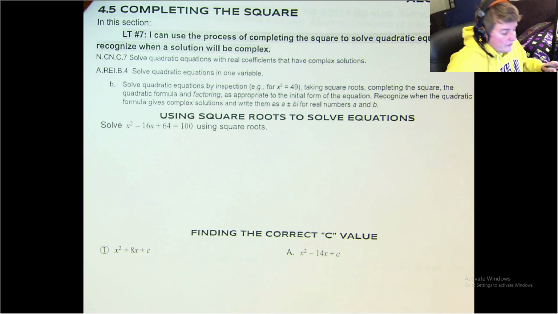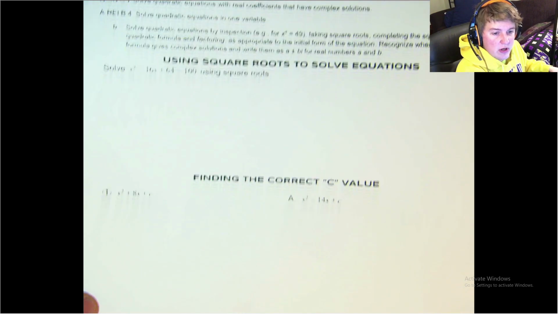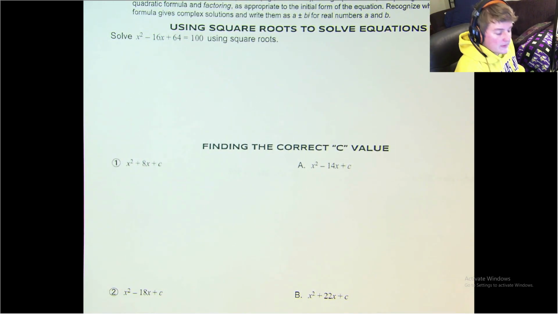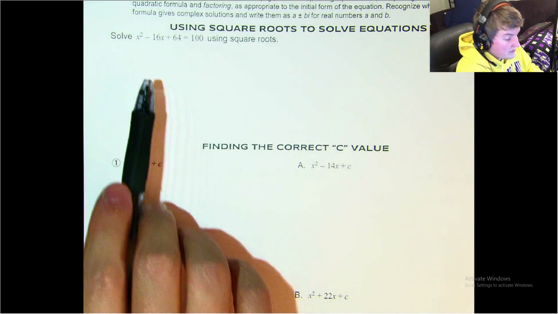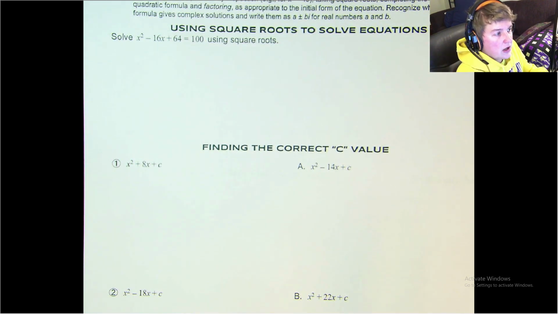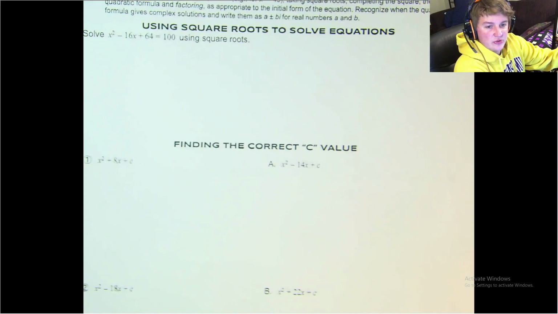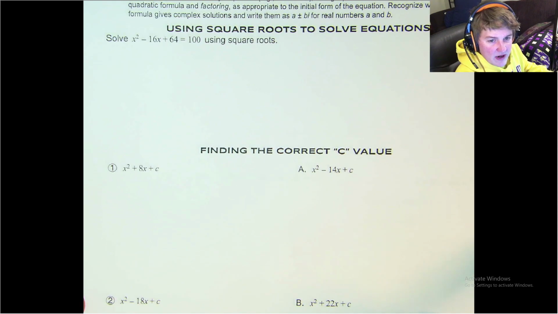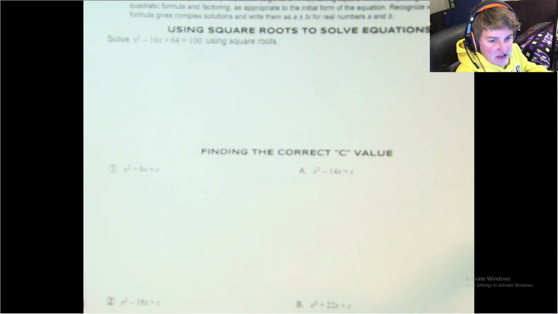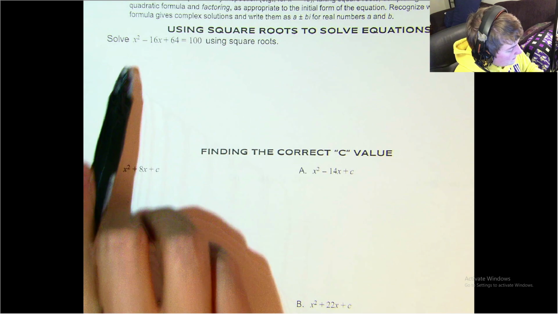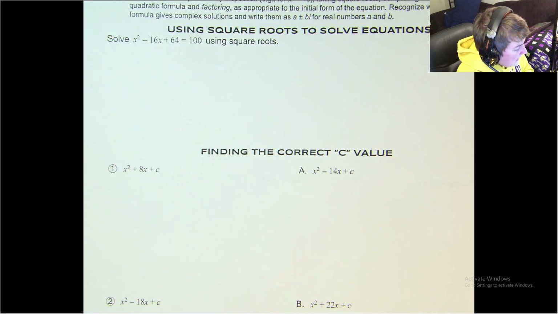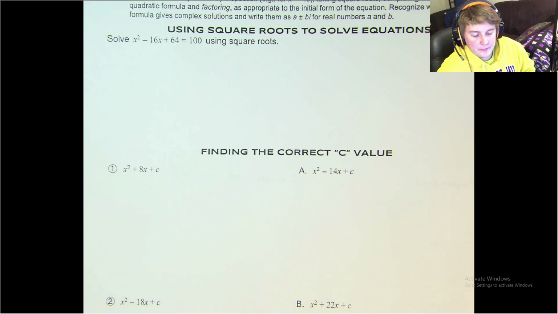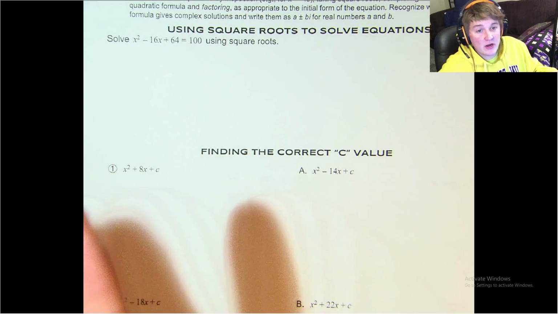Before we actually learn how to complete the square, let's see why this might be convenient. Let's say I have something like this, x squared minus 16x plus 64, and I am trying to solve it. As I look at this problem, I can set this equal to 0 and try to factor. That may or may not work, but I am recognizing something here.